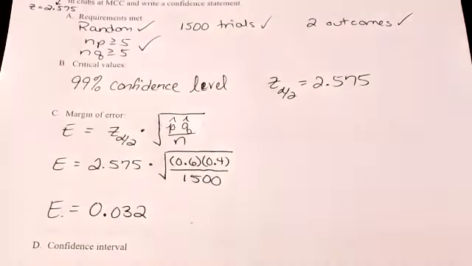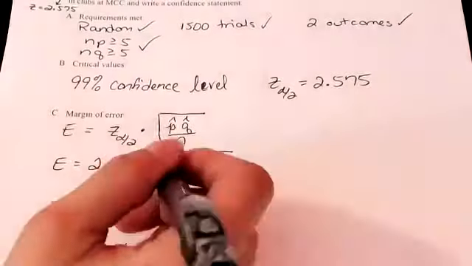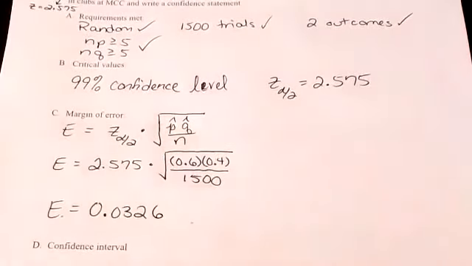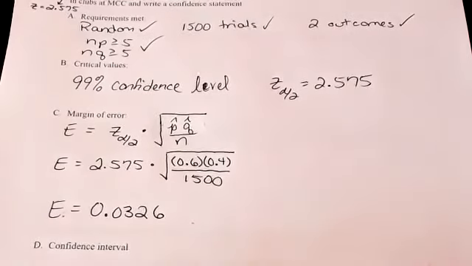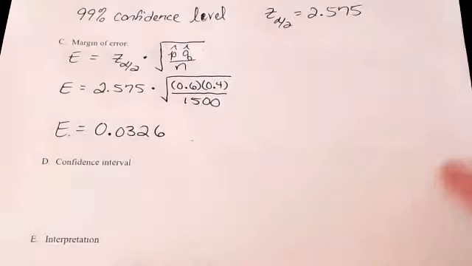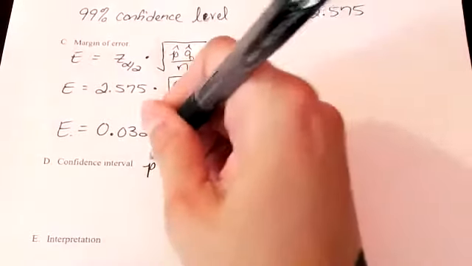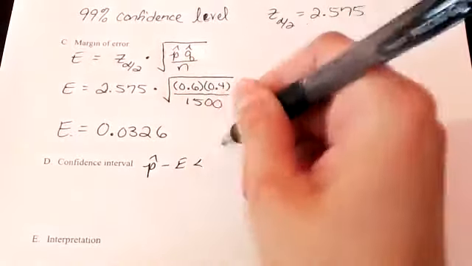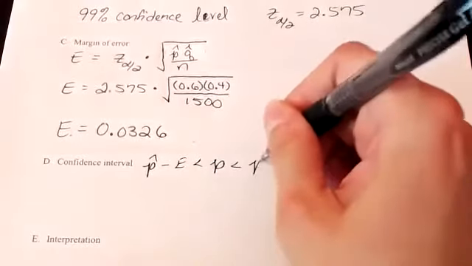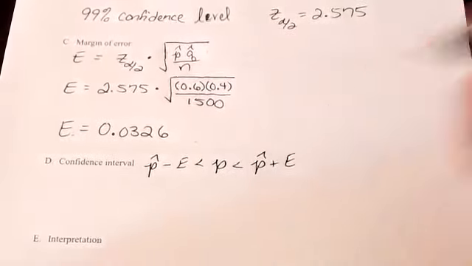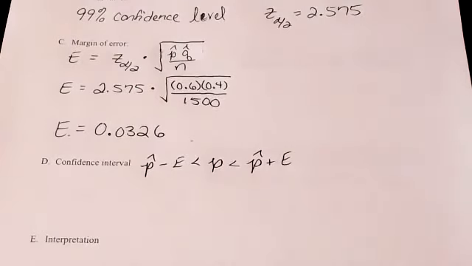You should have 0.032 and then 57146. So we'll round to 0.0326. There's our margin of error. And now we are ready for our confidence interval, which is written as p hat minus our margin of error. That's going to estimate the true population proportion, right? Plus and minus that margin of error. Good. At this point, we're simply going to take our values.